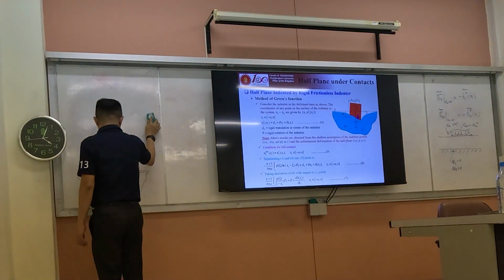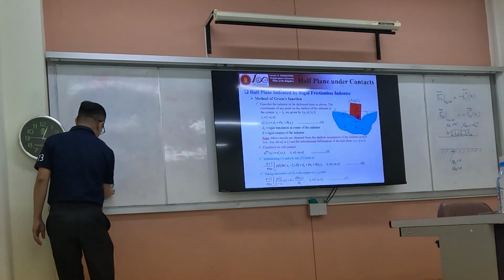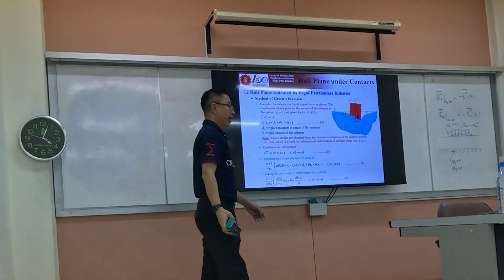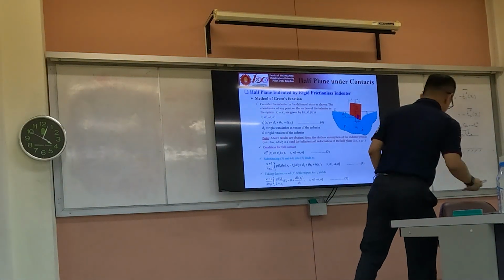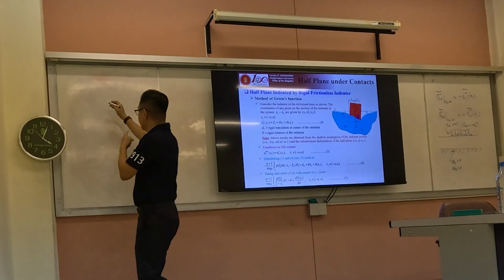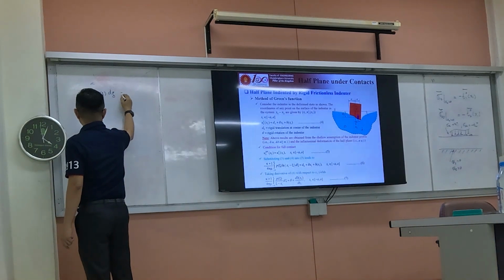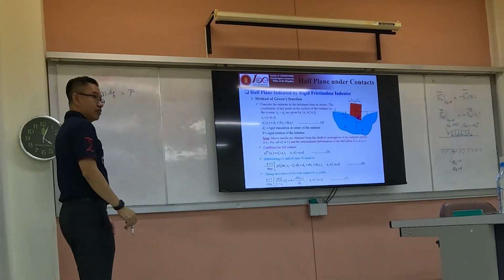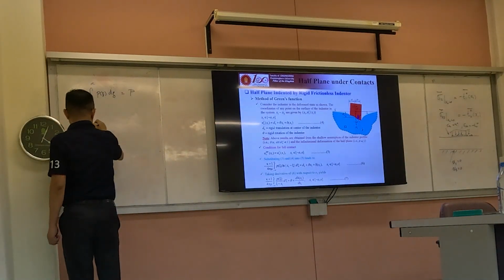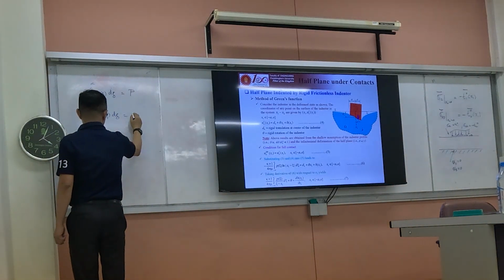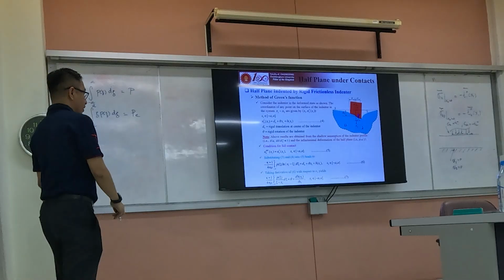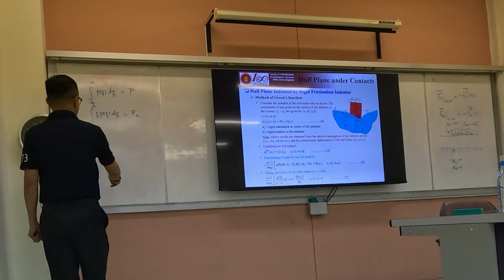The first equation that I have is the equilibrium equation of force, right? I take the integration from minus a to a of P as a function of psi, with respect to psi, and that has to be equal to P. So that's the first equation. And the second equation is the moment equilibrium equation, right? So I have this, and that has to be equal to P, right? And the third equation is that one.